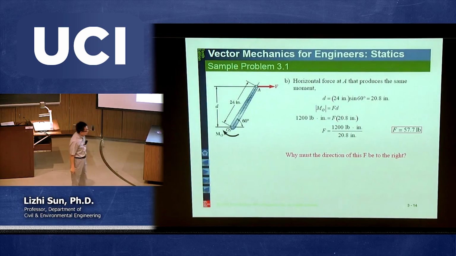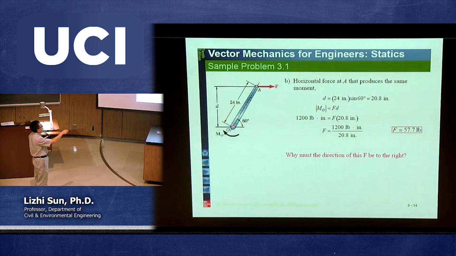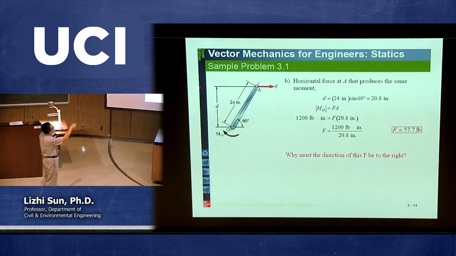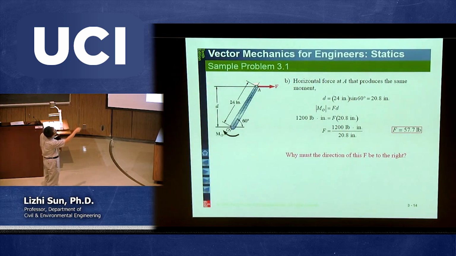Multiply by the shortest distance. What is the shortest distance? Well, we need to figure it out. The shortest distance, by definition, is the distance from the point you are calculating the moment about to the force line. But this time, the force line is horizontal. So if it's horizontal, then what's the shortest distance? This is going to be the shortest distance, which is called D, with the right angle here.